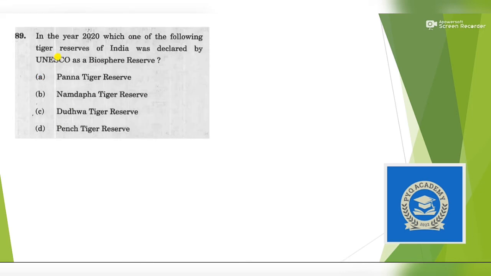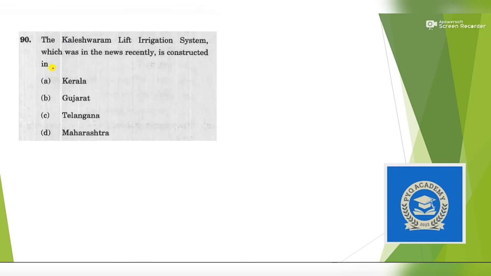Next question. In the year 2020, which one of the following tiger reserves of India was declared by UNESCO as a Biosphere Reserve? This was also a current question, but it can become a static question in future. So our answer is option A, Panna Tiger Reserve. Next, the Kaleshwaram lift irrigation system, which was recently new. It is also a current question, but can become a static geography question in future. The answer is option D, Telangana state, and the river was Godavari.